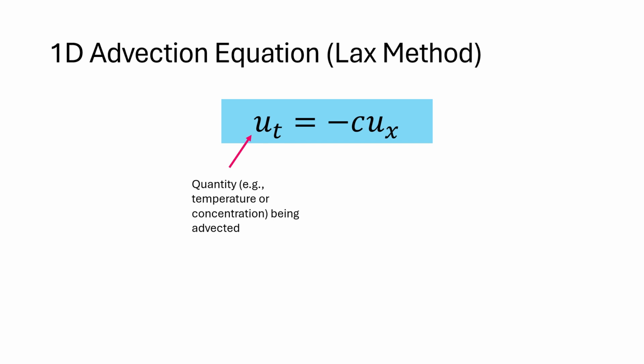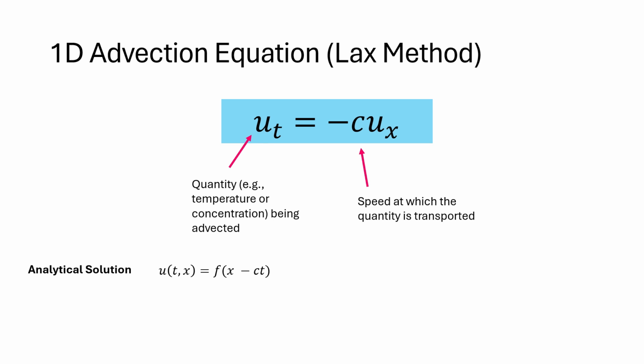The quantity can be temperature or concentration such as dissolved salt in water. C in this equation represents the speed at which the quantity is transported. The analytical solution for this equation describes an arbitrarily shaped pulse being transported by the flow without any changes to its shape. So it's a shape preserving transport.